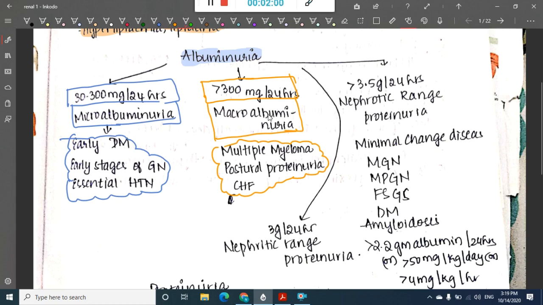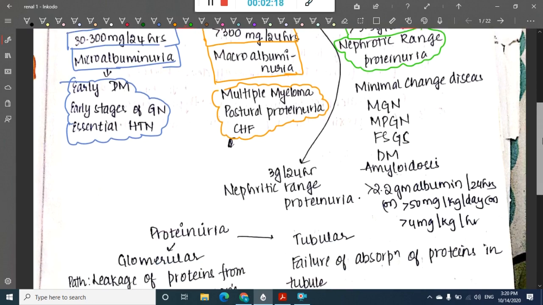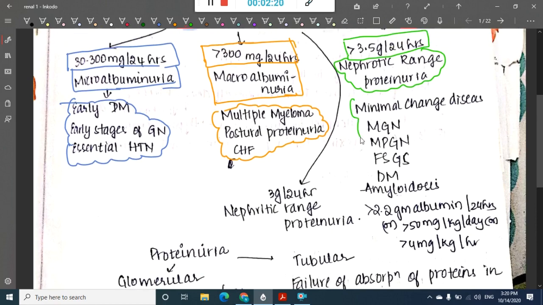Then if the albumin or proteins are more than 3.5 gram per 24 hours, then we call it as nephrotic range proteinuria. When the protein concentration or albumin is more than 3.5 gram per 24 hours, we call it nephrotic range proteinuria. That is seen in all the nephrotic syndromes like minimal change disease, membranous glomerulonephritis, membranoproliferative glomerulonephritis, focal segmental glomerulonephritis, diabetes mellitus, amyloidosis. In all these we have nephrotic range proteinuria.